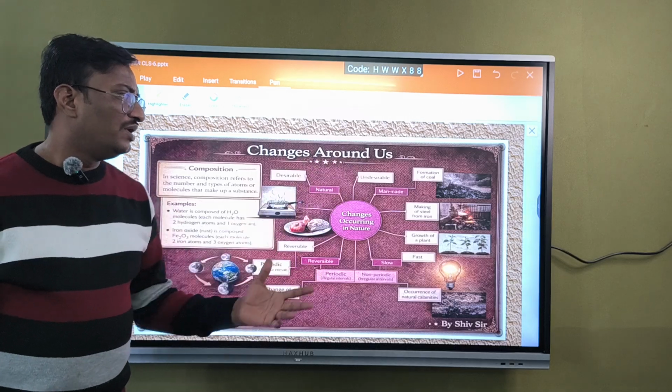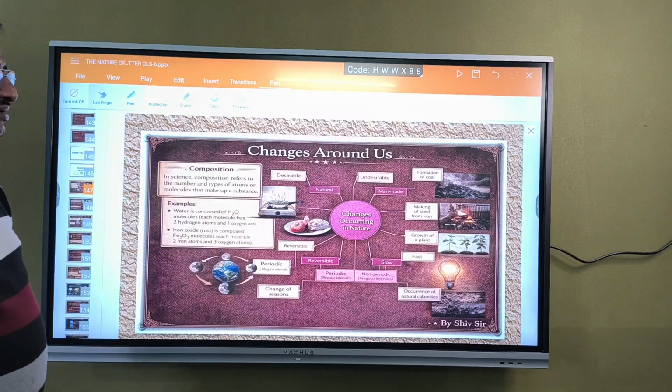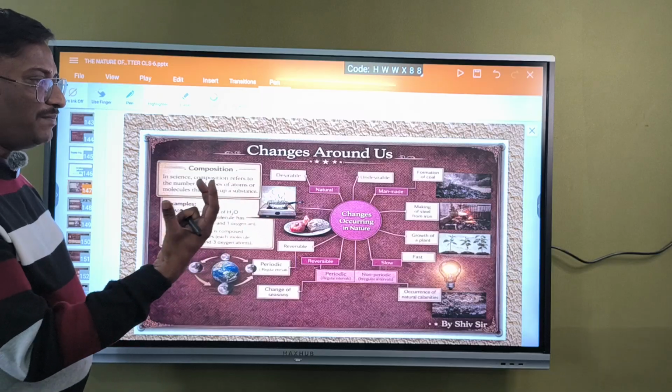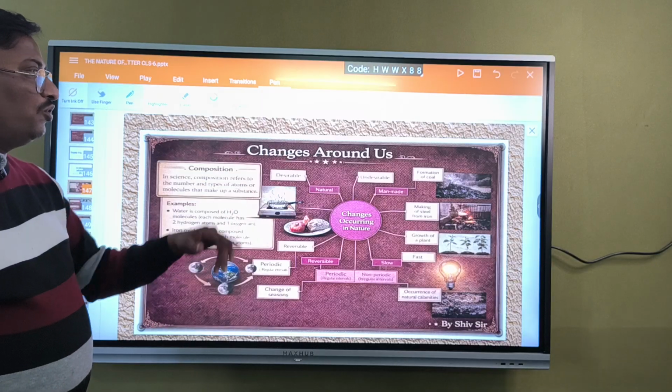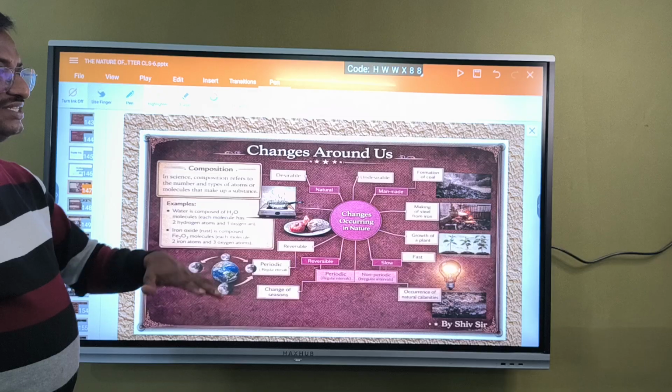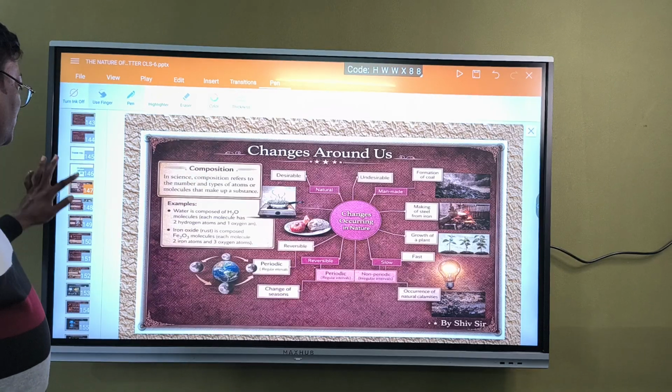Likewise, we are going to have different kinds of changes, like the growth of a plant, an electric bulb glowing, and the formation of coal. These are all different kinds of changes we will observe in our nature.